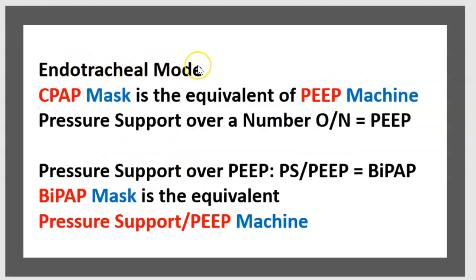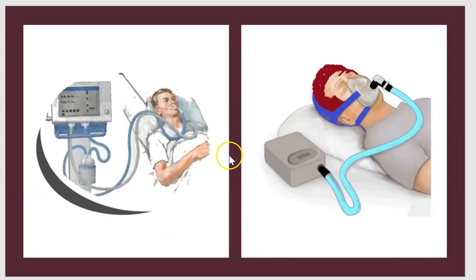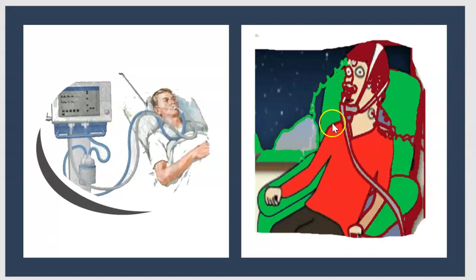In non-invasive mode, the CPAP mask is the equivalent of PEEP by machine. The BiPAP mask is the equivalent of pressure support over PEEP by machine. CPAP: PEEP by machine. BiPAP: pressure support over PEEP by machine.